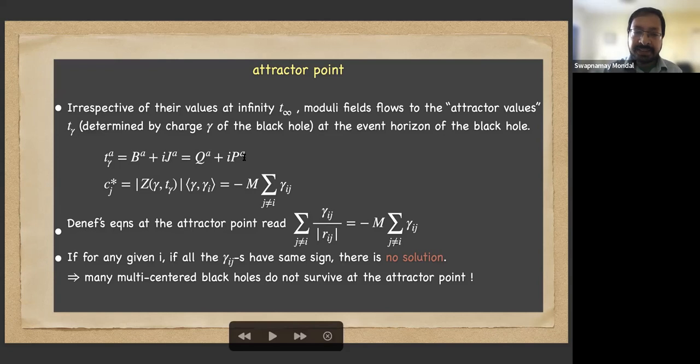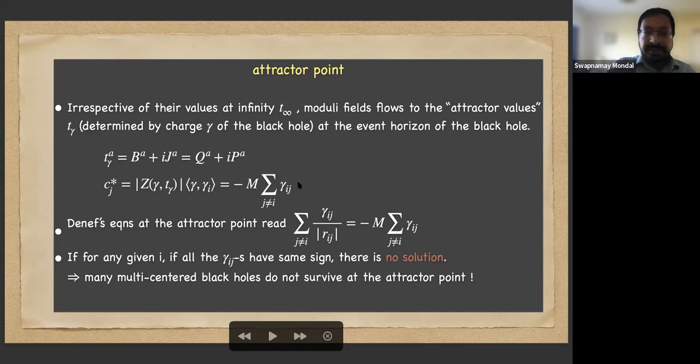Again, electric and magnetic are just names, not to be taken too seriously. When you do that and feed into the formula for this object c_j, I have not shown you the detail, but they turn out to have this expression. The important point here is that there's a minus sign, and there's a sum over gamma_ij, j not equal to i. That structure is important. M is the mass of the black hole, which is not important for what we are going to do.